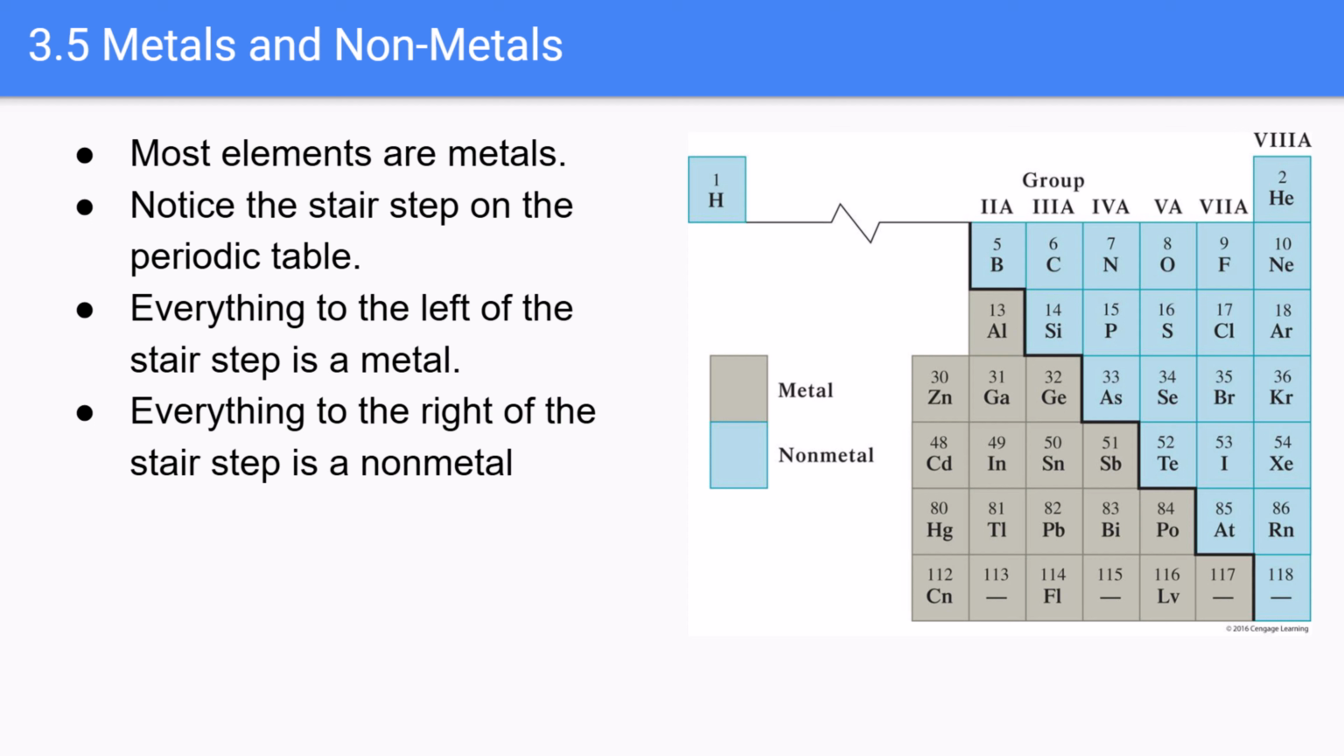Everything to the left of that stair step is considered a metal by definition, and everything to the right of the stair step is considered a non-metal. Now, there are some elements touching that stair step that exhibit properties of both metals and non-metals. Those are called metalloids. I wouldn't stress on that for this particular course. Just know that everything to the left of the stair step is a metal, and everything to the right is a non-metal.